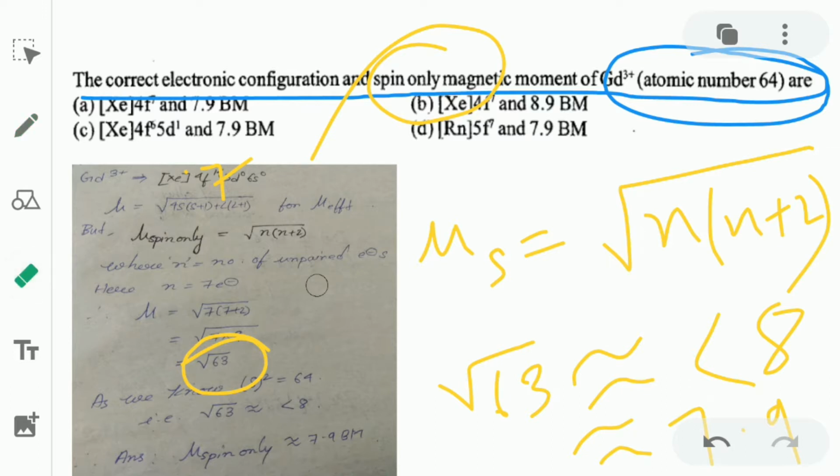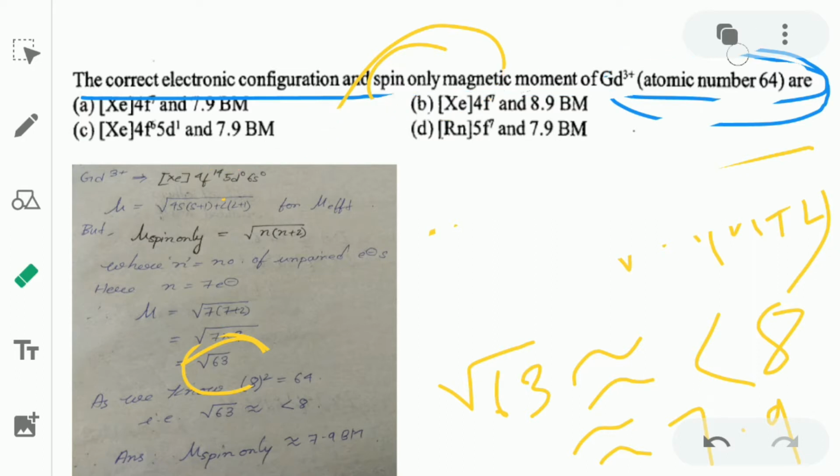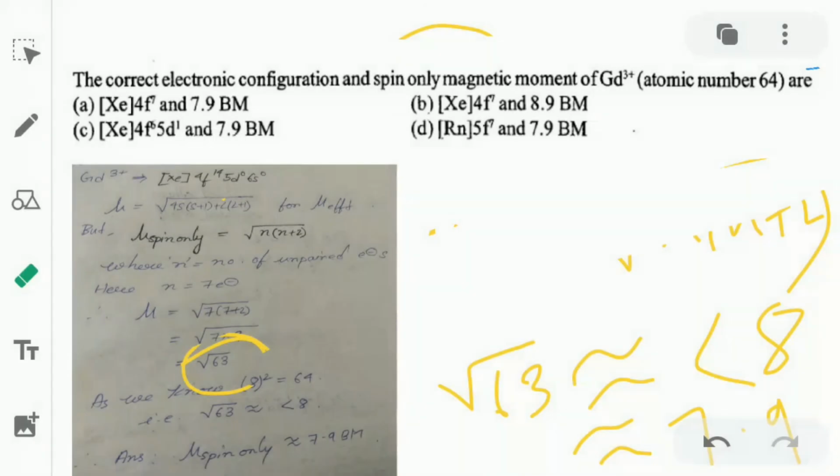Now let's see. The correct option mentioned here is [Xe] 4f7, 7.9. Okay, we can say the answer is option A.